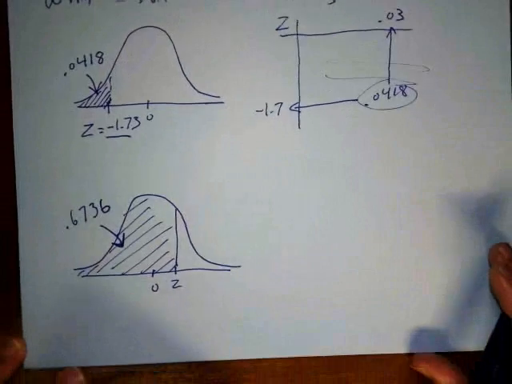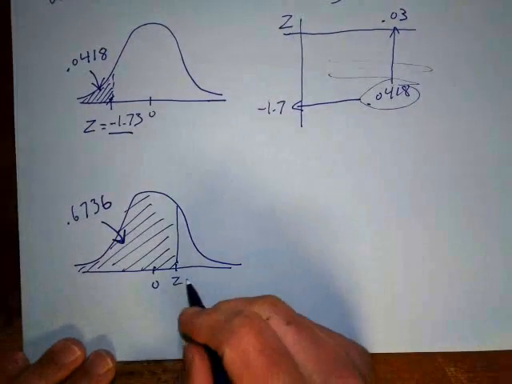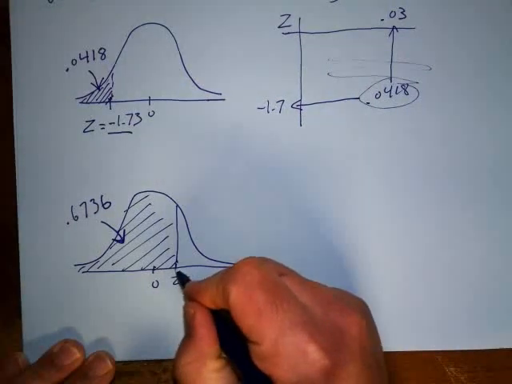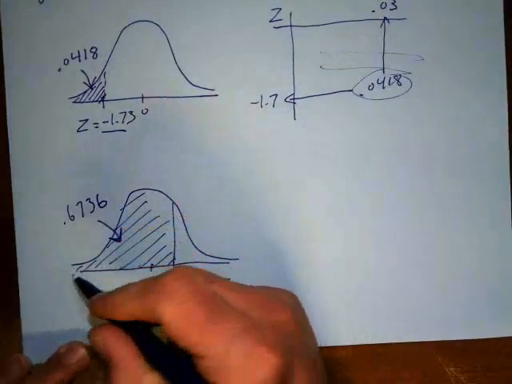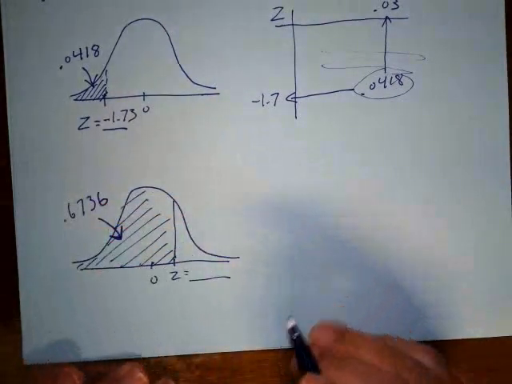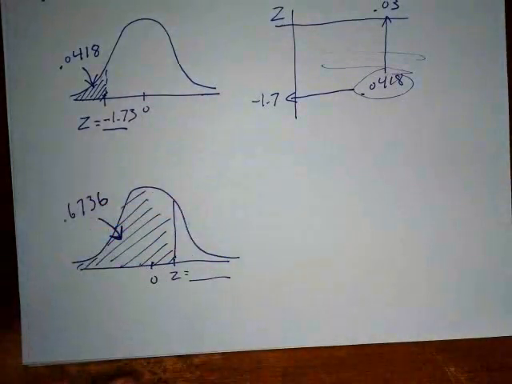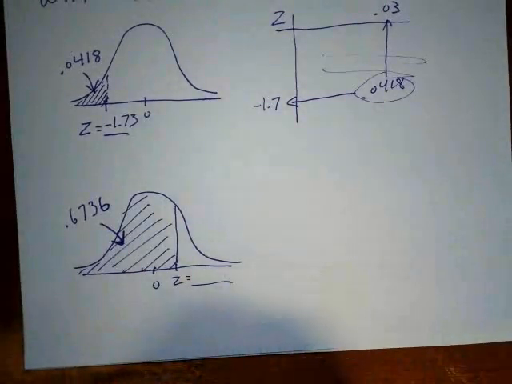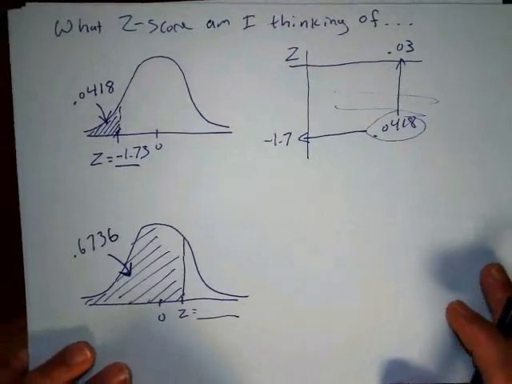So let's play the game one more time. In this case, I looked up a Z-score and marked where it would be, shaded the area below, and this is the area below. So see if you can find the Z-score that I'm thinking of. You can pause the video if you want.